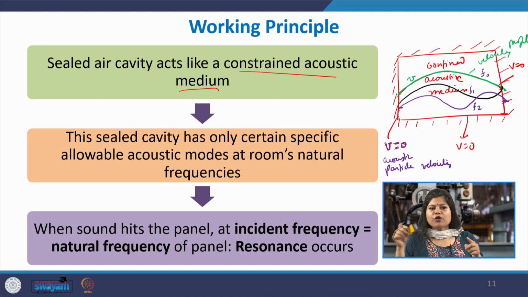So, the shape cannot be arbitrary, I cannot have any arbitrary shape as I want, it has to reach a certain 0 at these points. So, only certain allowable frequencies can exist.